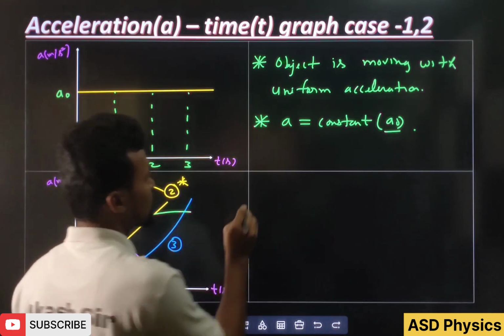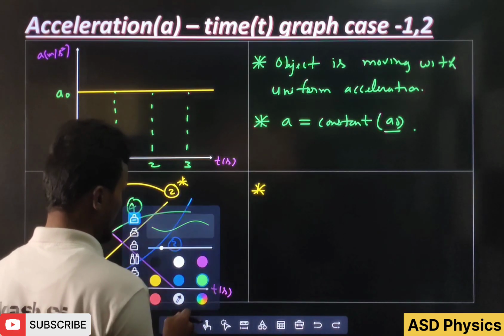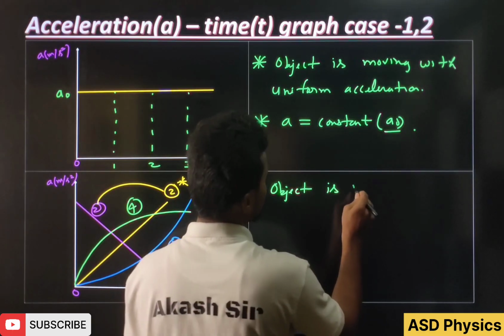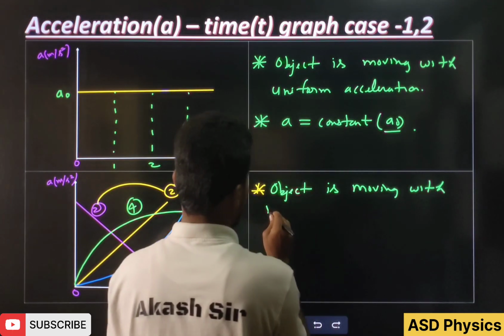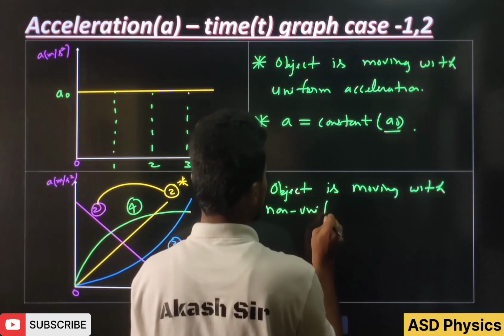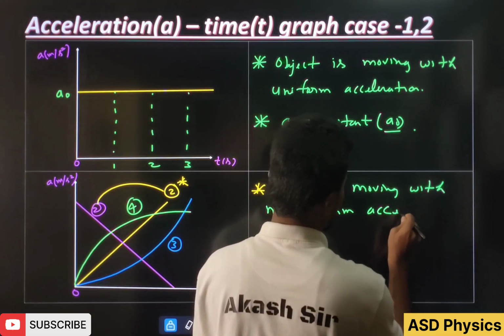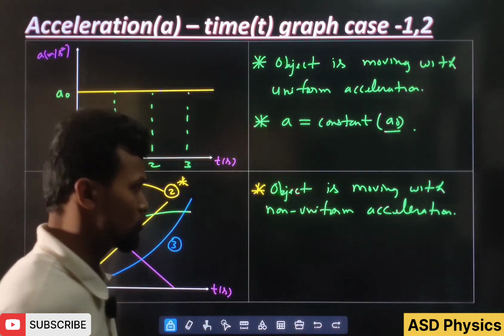So this all represents what? This all represents an object moving with a non-uniform acceleration. Remember that, very basic: the object is moving with a non-uniform acceleration. In this situation, equations of motion will not be valid. Then what will be valid here? Calculus will be valid.